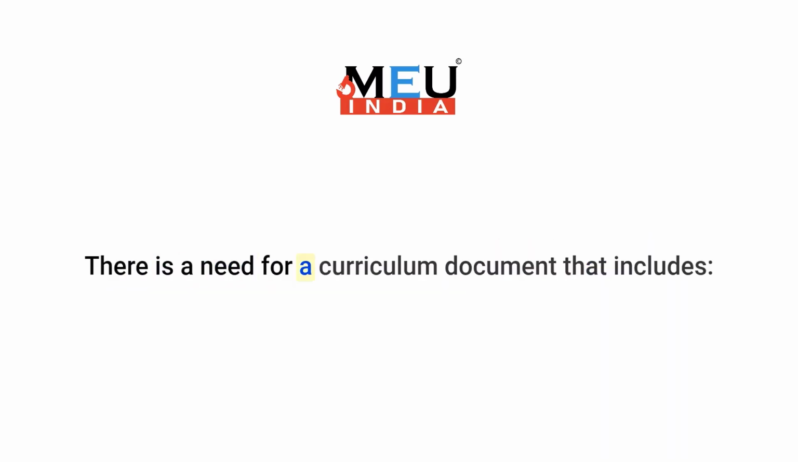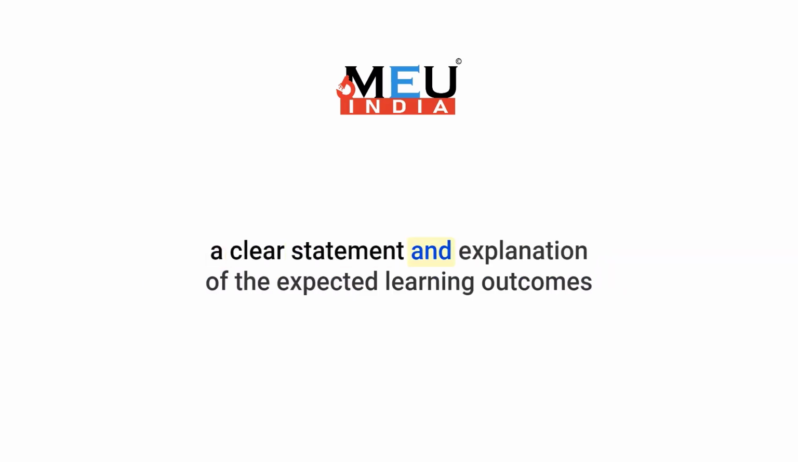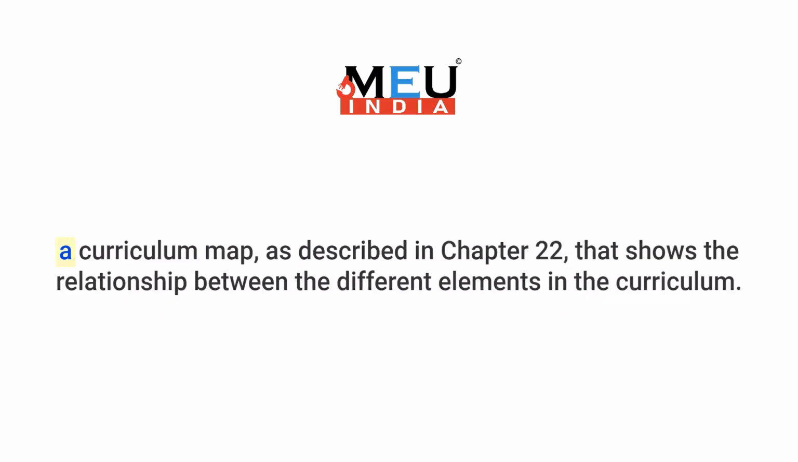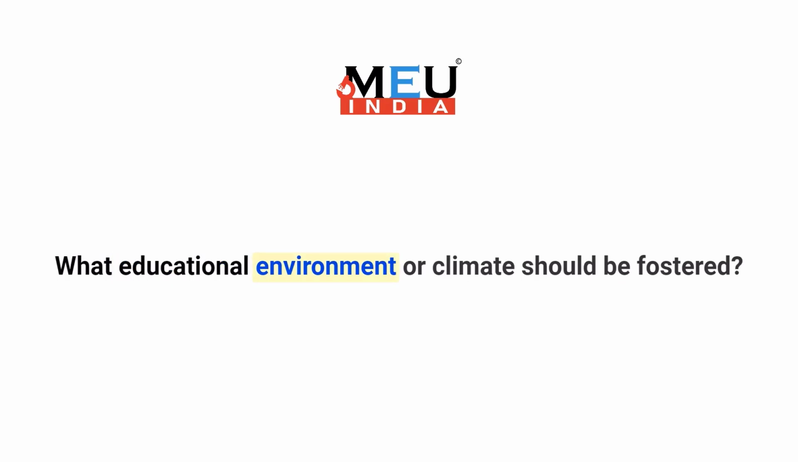There is a need for a curriculum document that includes a clear statement and explanation of the expected learning outcomes, a series of blueprints relating the learning outcomes to the available learning opportunities, the phases of the curriculum and the assessment, and a curriculum map as described in Chapter 22 that shows the relationship between the different elements in the curriculum. What educational environment or climate should be fostered?